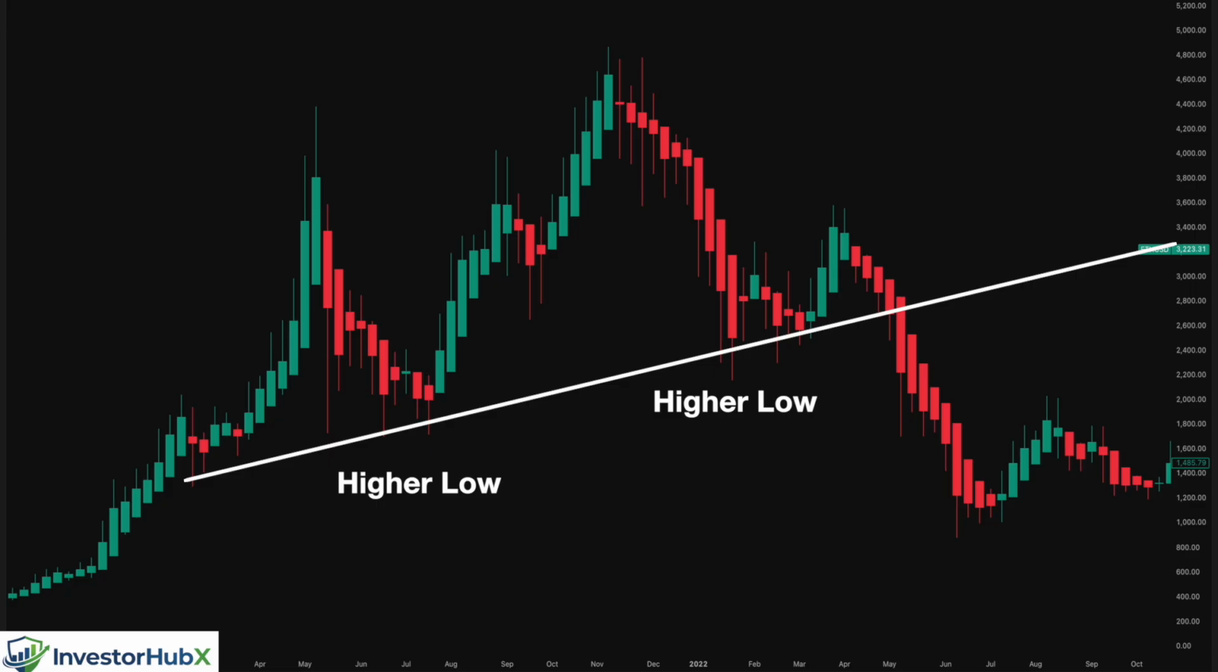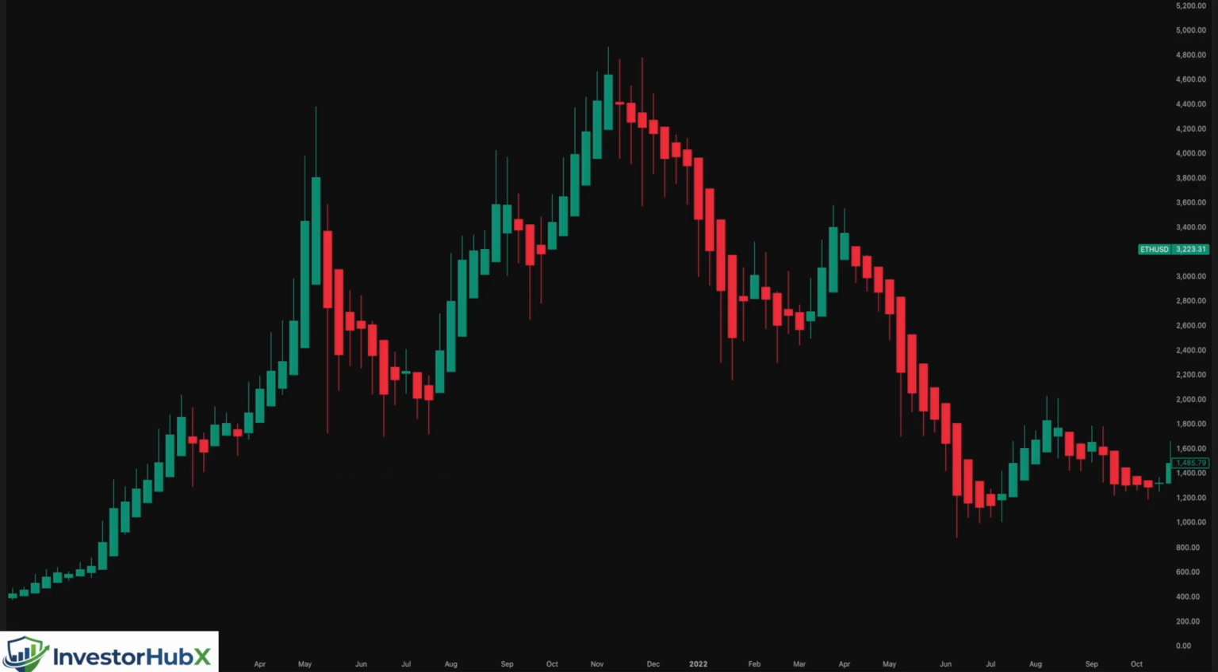However, when price breaks below the trend line, it signals that buyers are no longer able to defend the uptrend. This break shows a loss of momentum, and it often marks the point where control begins to shift from buyers to sellers.